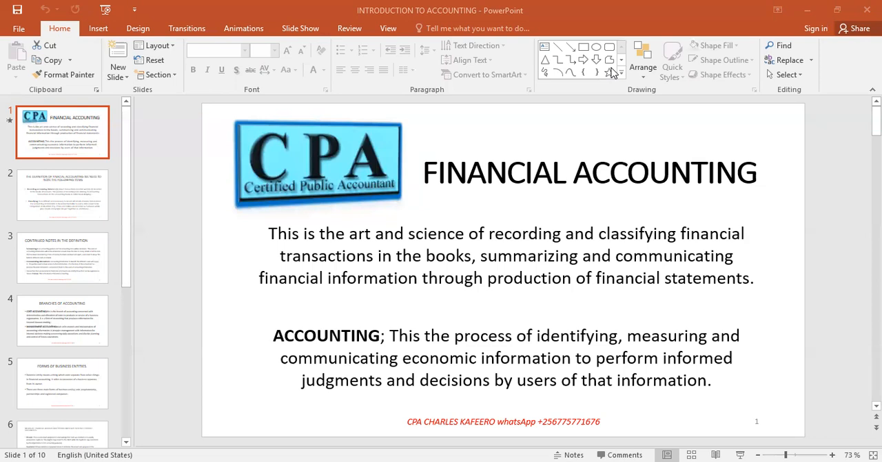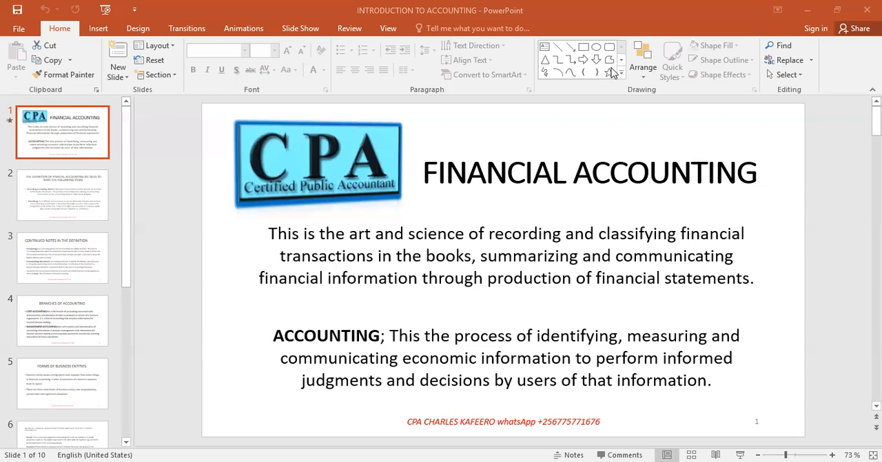Okay, the first thing is, what is financial accounting? But before I take you there, we need to first know what accounting really is. Accounting is the process of identifying, measuring, and communicating economic information to perform informed judgments and decision-making by use of that information.